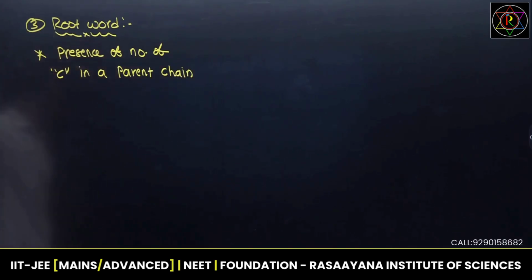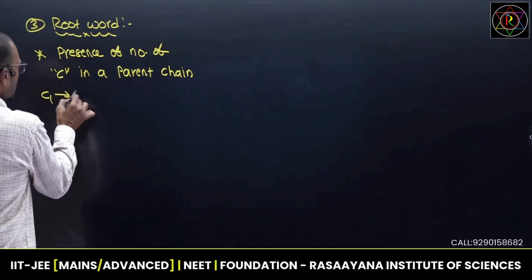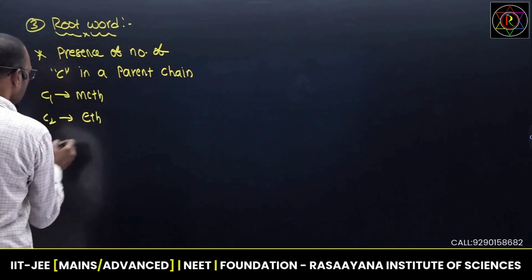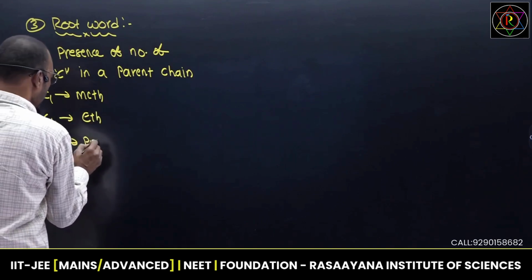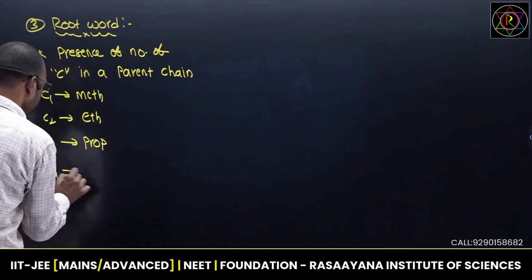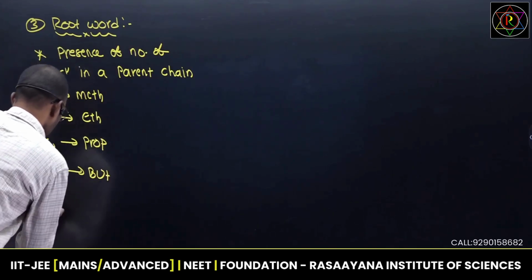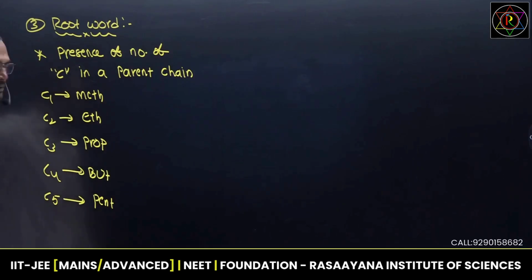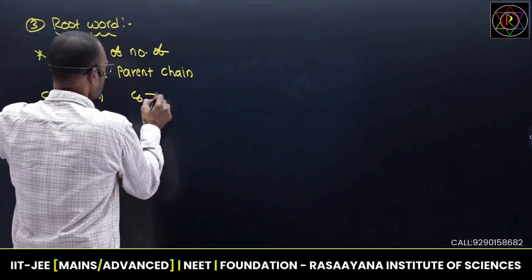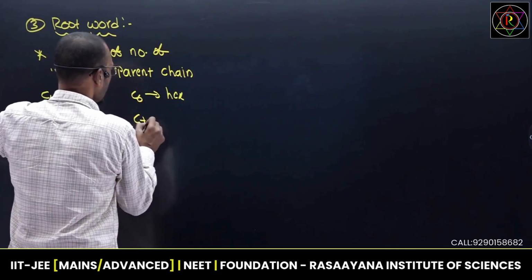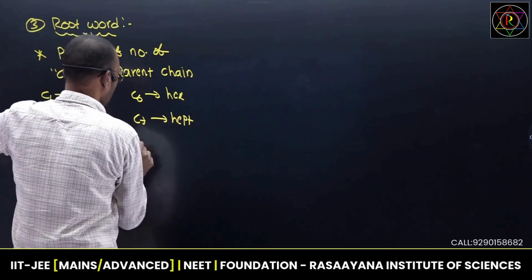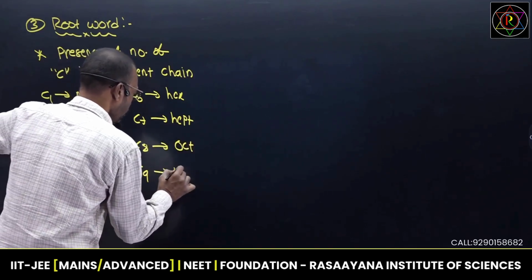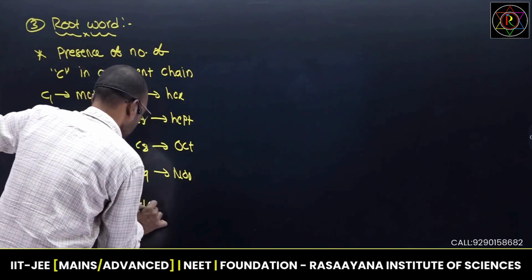Suppose one carbon is present, this is well known, meth. Two is eth, three prop, but, five carbons pent. Not only carbons, other elements even. Six carbons hex, seven hept, eight carbons oct, non, and 10 carbons dec.